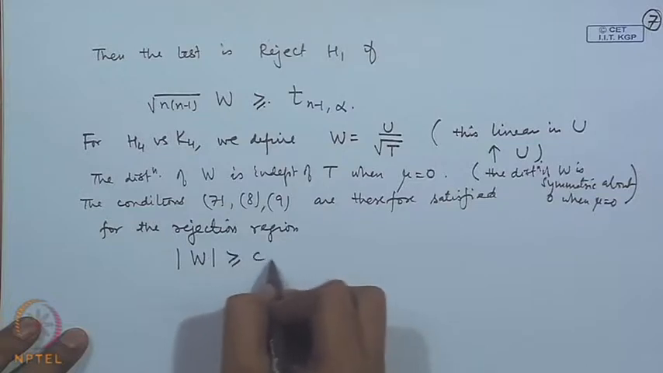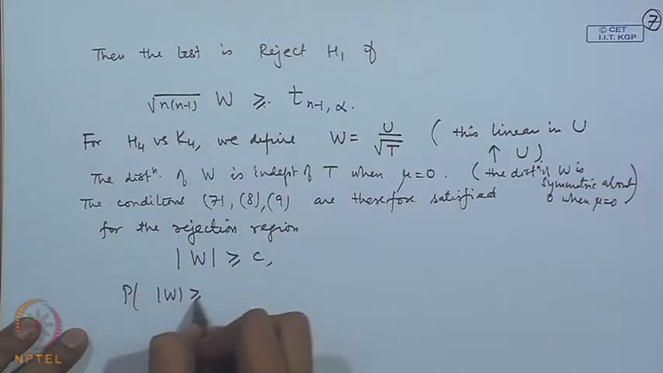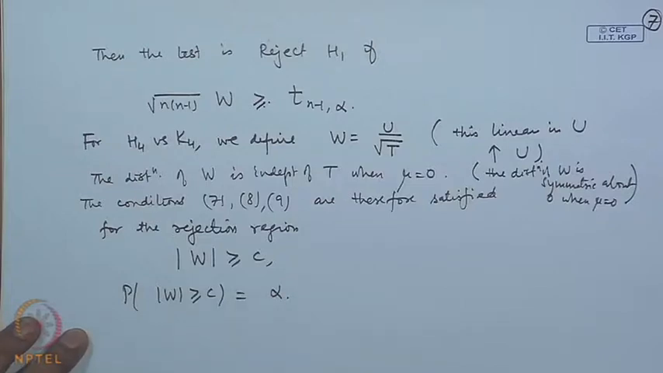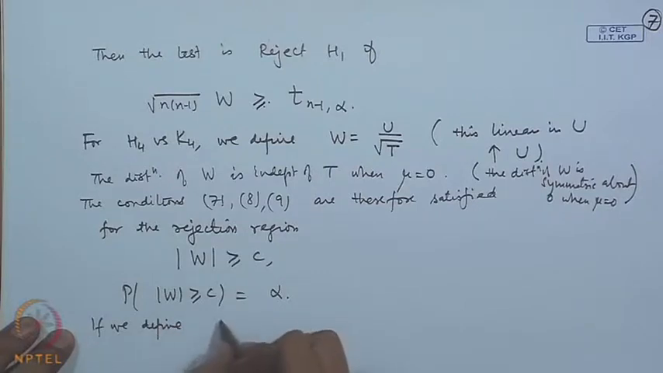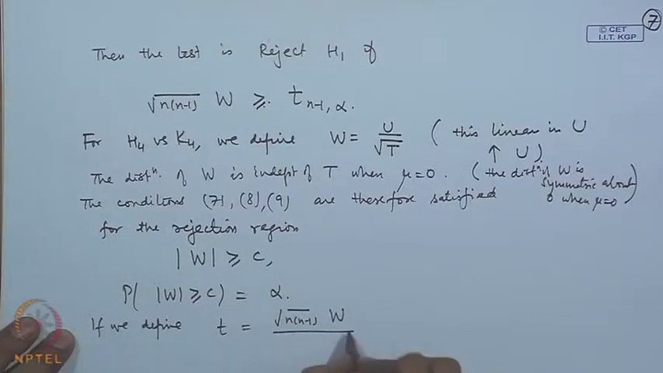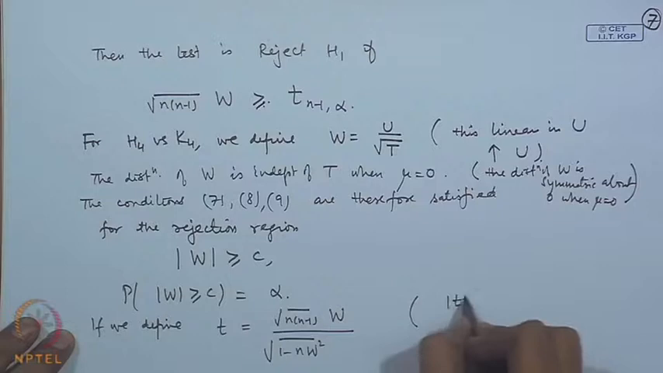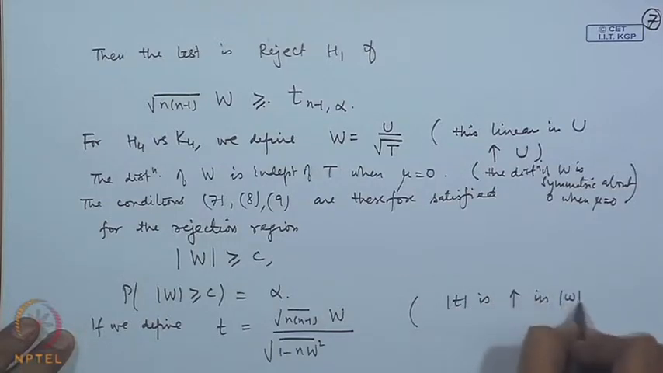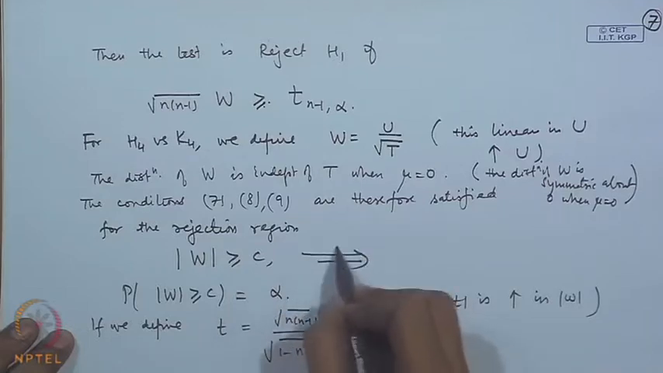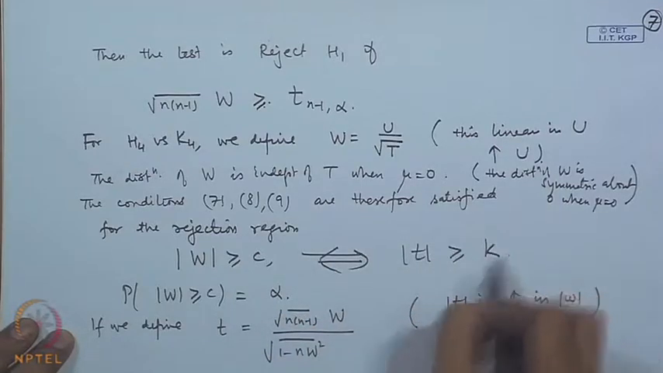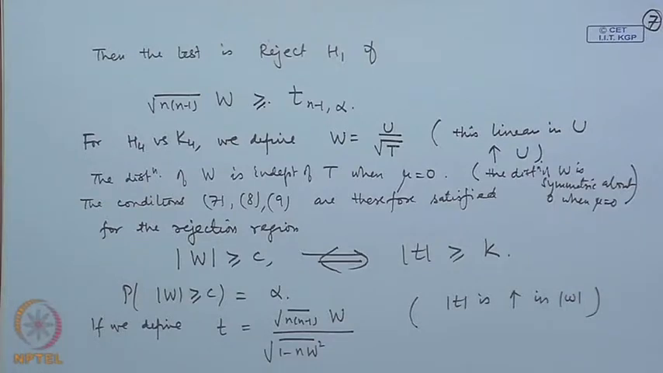modulus W greater than or equal to C, and the probability of modulus W greater than or equal to C is equal to alpha. So, if we define, say, small t equal to square root n into n minus 1 W divided by square root 1 minus n W square, then modulus t is increasing in modulus W. So, this region is then equivalent to modulus t greater than or equal to k, and the distribution of t is nothing but the t distribution on n minus 1 degrees of freedom when mu is equal to 0.